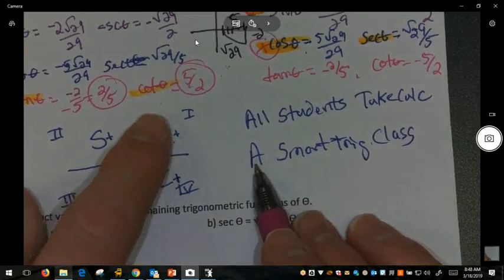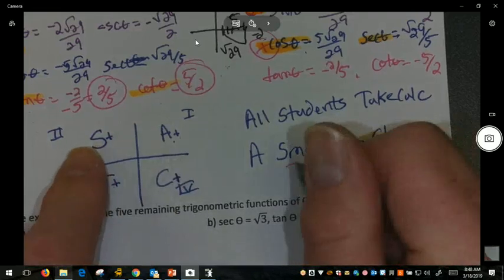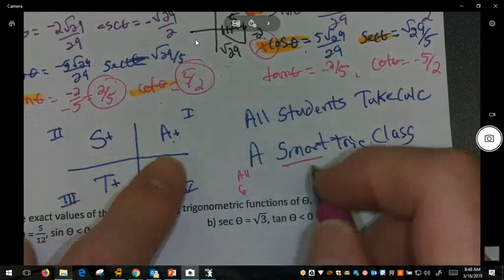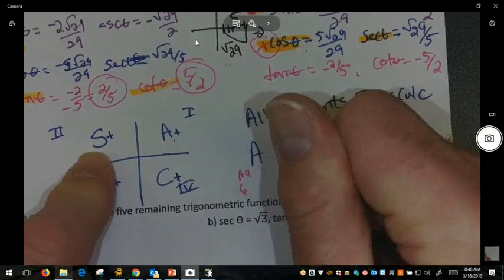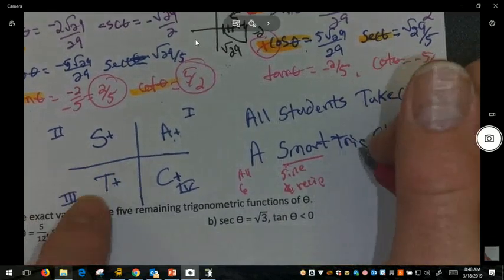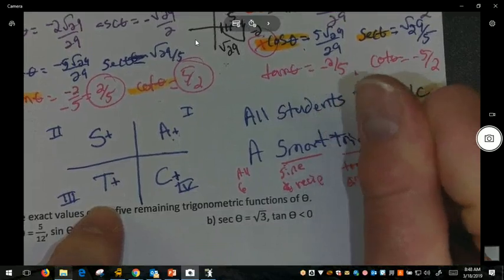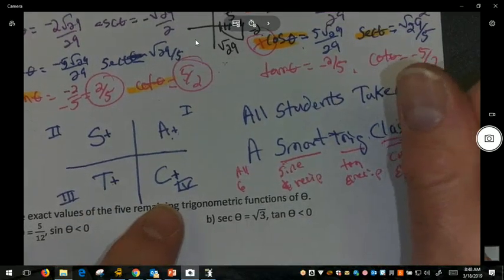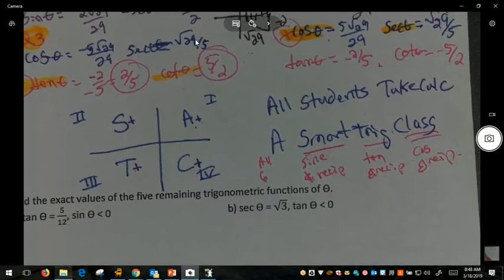In quadrant 1, all three, sine, cosine, tangent, and their reciprocals are positive. In quadrant 2, sine and its reciprocal, which is cosecant. In quadrant 3, tangent and its reciprocal. And in quadrant 4, cosine and its reciprocal are the only ones that are positive. All other signs are negative.